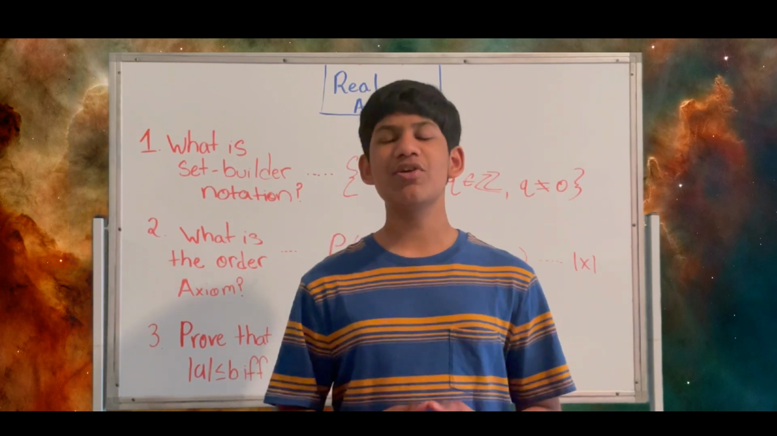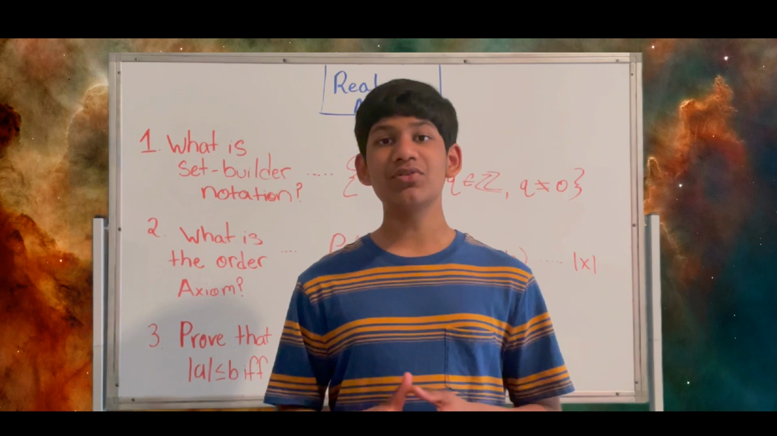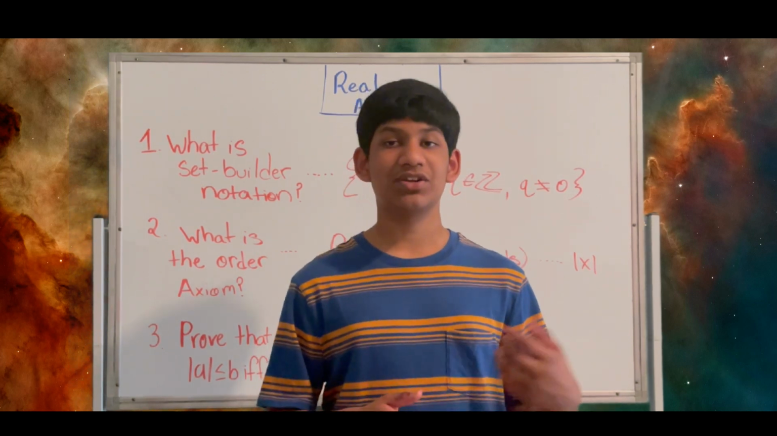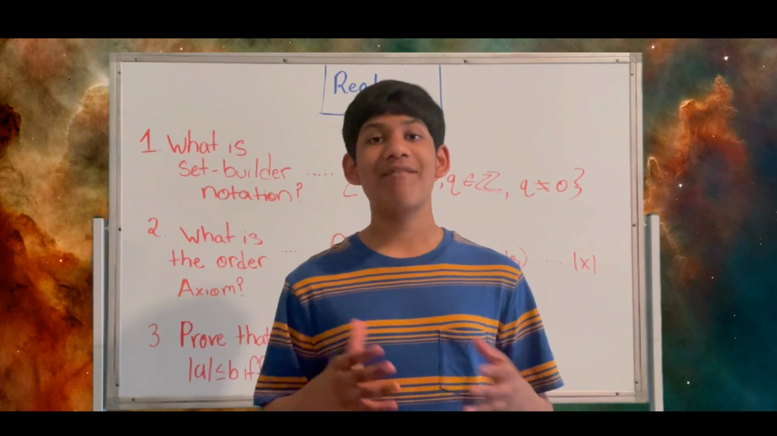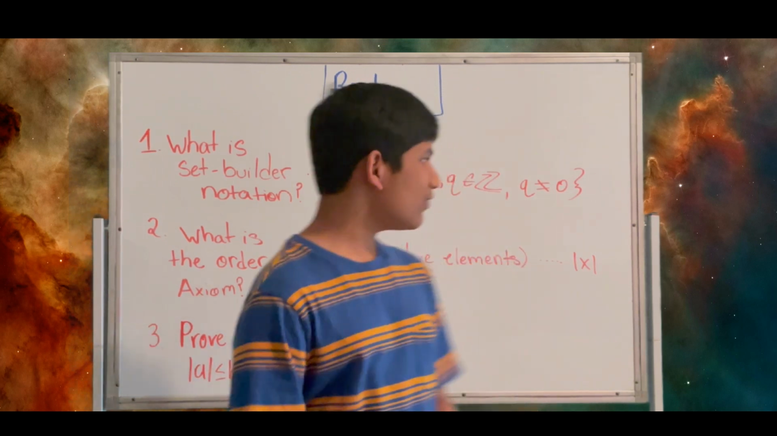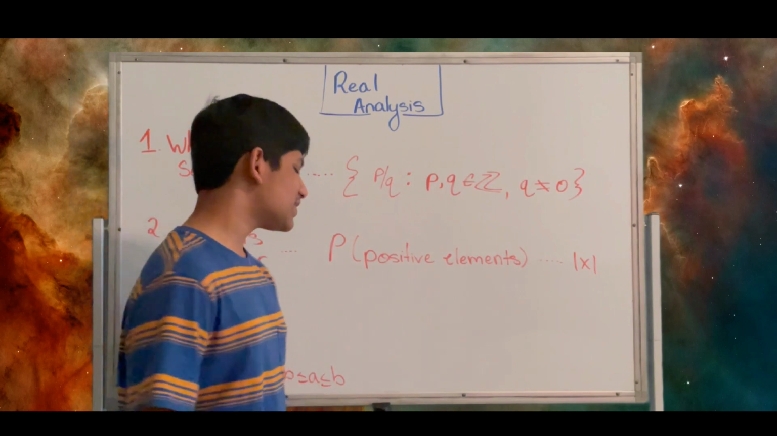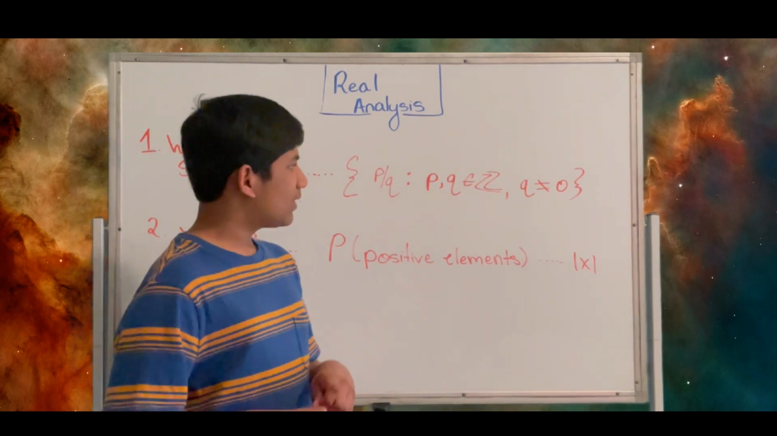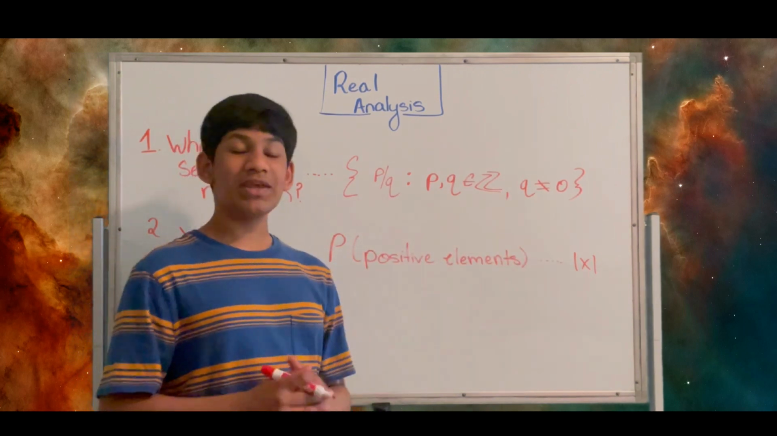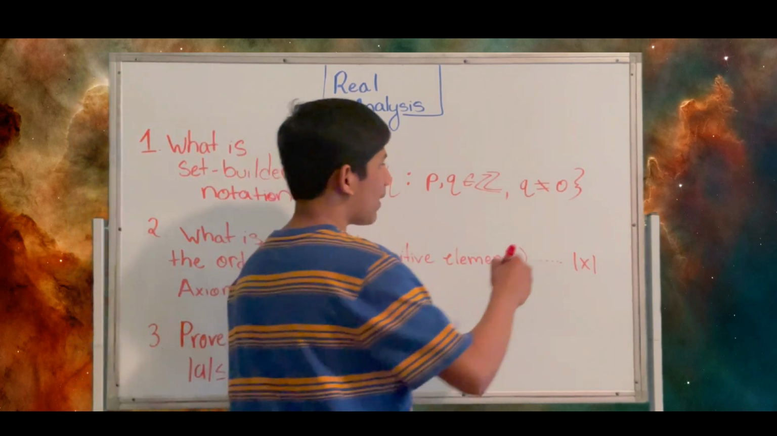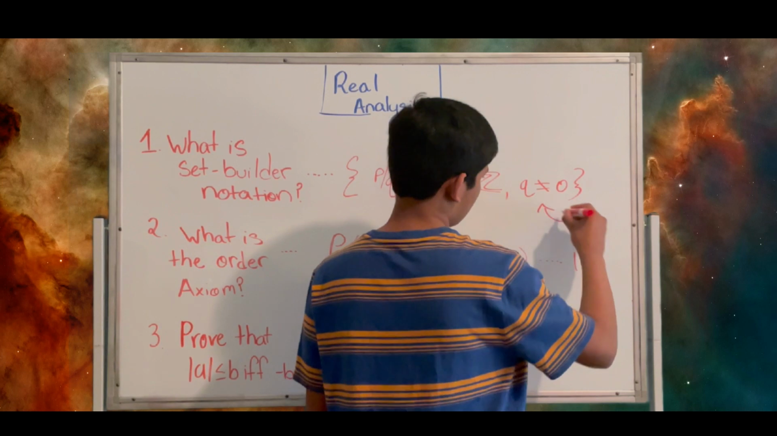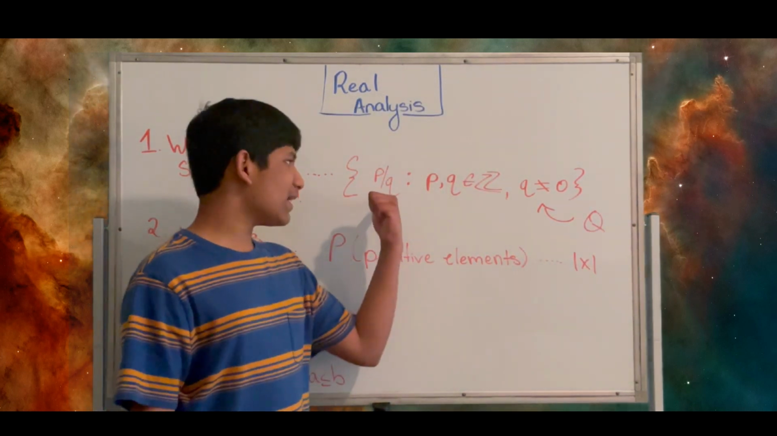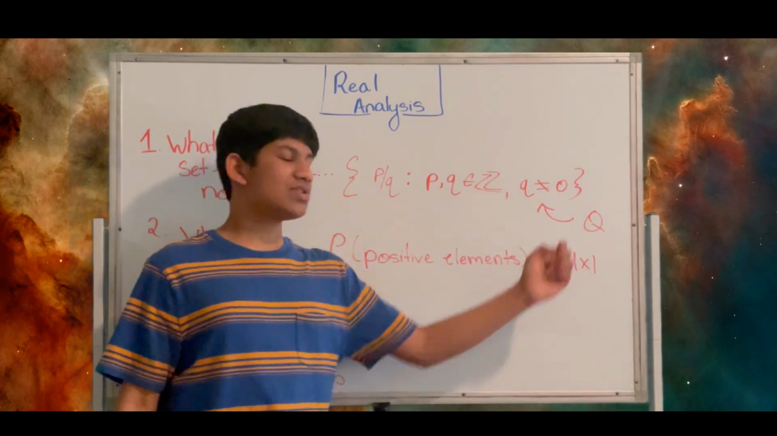So what is set builder notation itself? Set builder notation can be defined as a system that encodes the specific characteristics and logistics of a set itself. Now over here, we have an example of set builder notation in action. As one can see, one can probably deduce that this represents the rational numbers, because we have P over Q and Q does not equal 0.